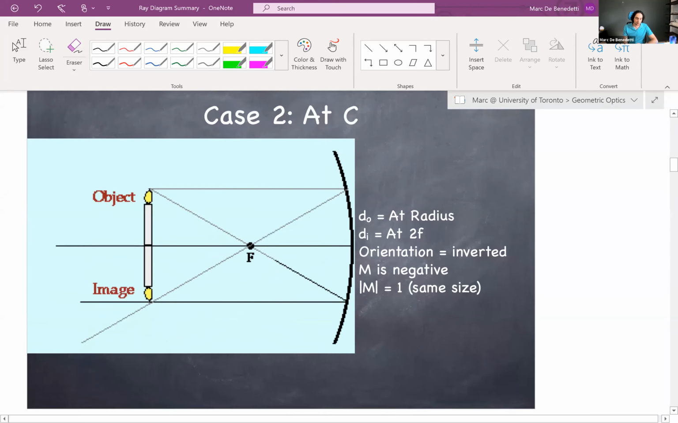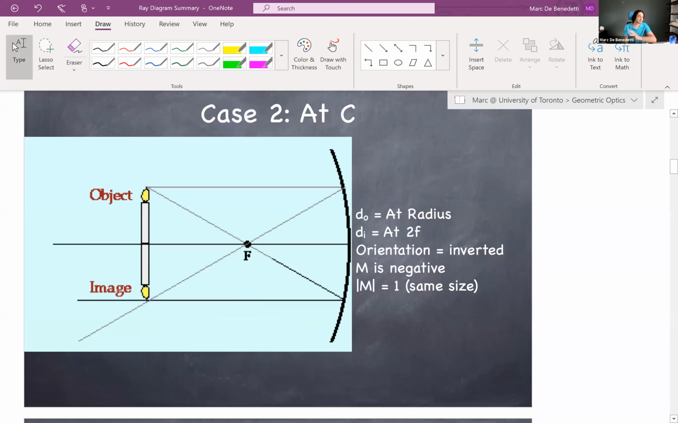And then if we move the object, same scenario, concave spherical mirror, if you move the object onto the center of curvature, or what we call the radius of curvature, then the image is going to be located at the radius of curvature, so at the same location, but just upside down. The orientation is inverted and is negative, but the magnitude of the magnification is exactly equal to 1, which means it's not bigger and it's not smaller.